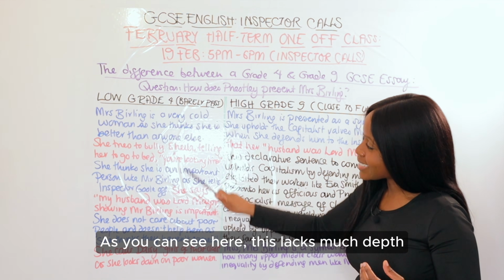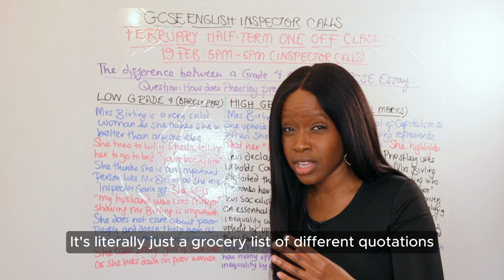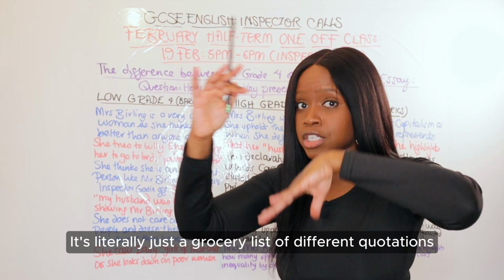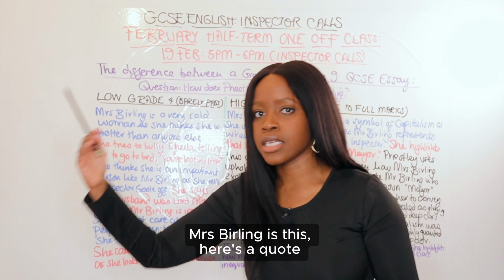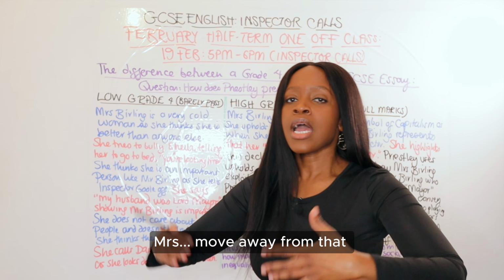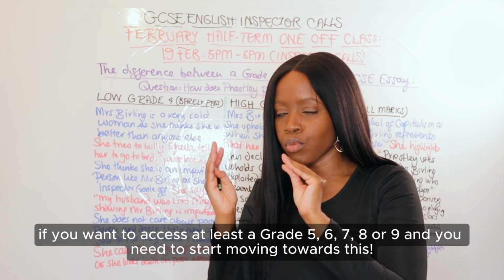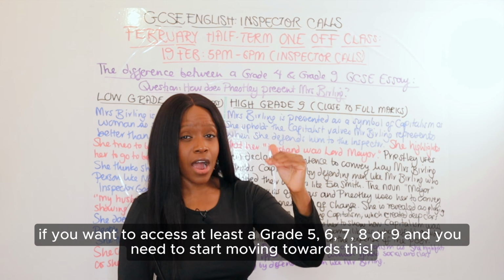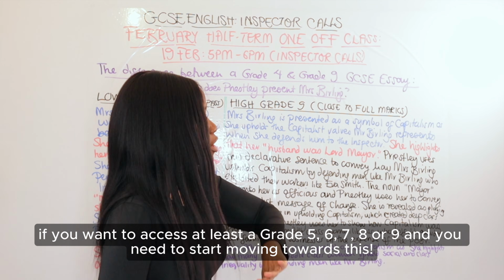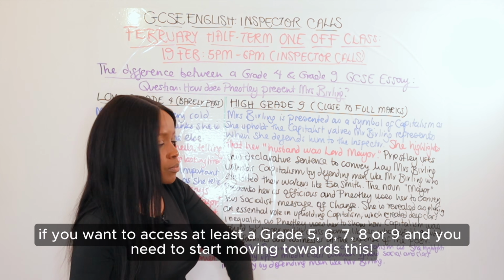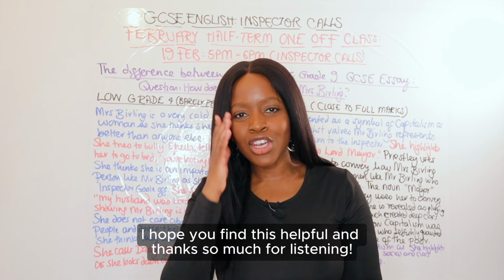As you can see here, this lacks very much depth. It's literally just a grocery list of different quotations. Mrs. Birling is this, here's a quote. Mrs. Birling is that, here's a quote. Move away from that if you want to access at least a 5, 6, 7, 8 or 9, and you need to start moving towards this. I hope you found this helpful, and thanks so much for listening.